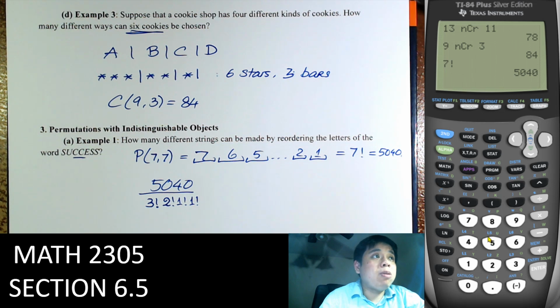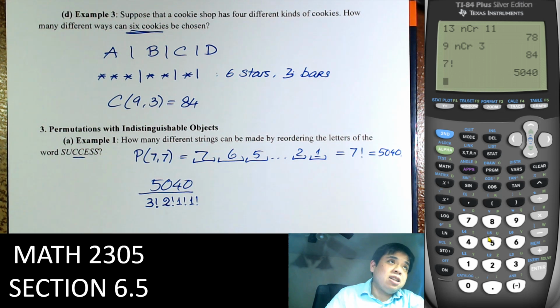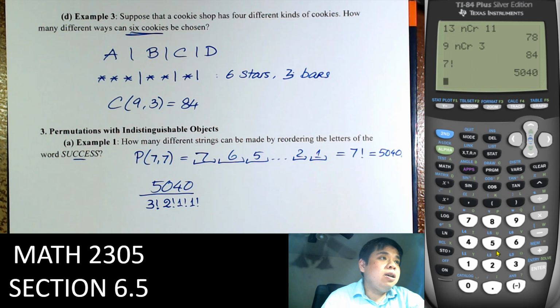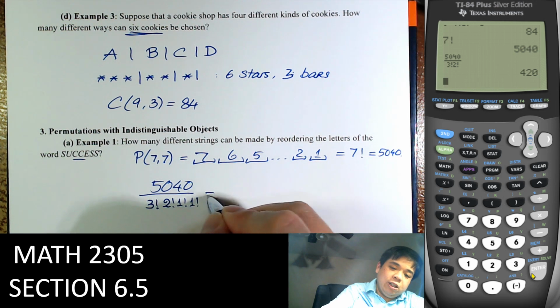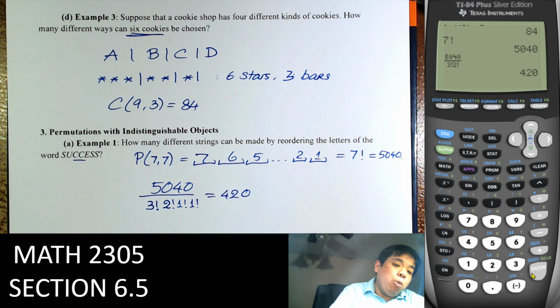So bottom line is we start with 7 factorial, 5040, on the top, divided by 3 factorial, times 2 factorial, and then 1, which we really don't need. That gives 420. So this is permutation with indistinguishable objects.